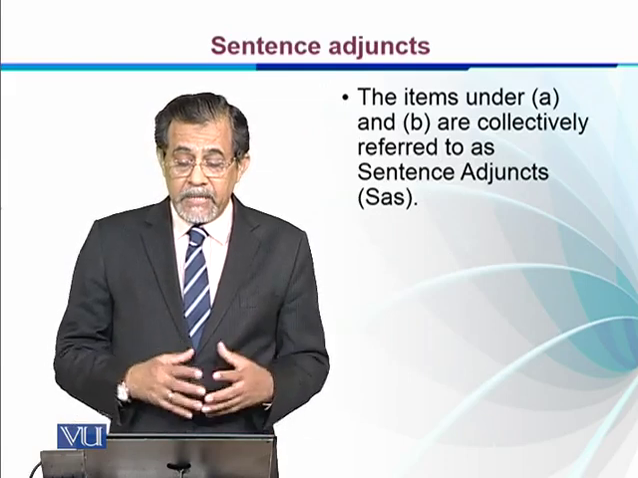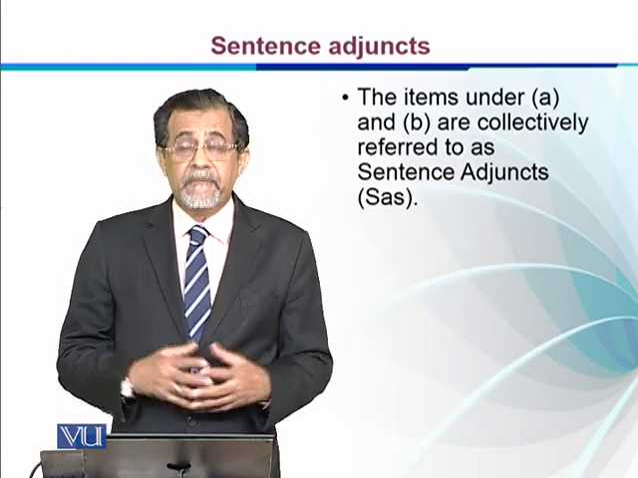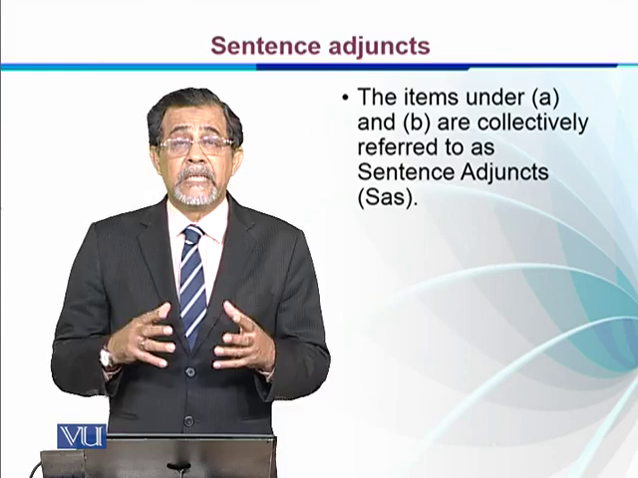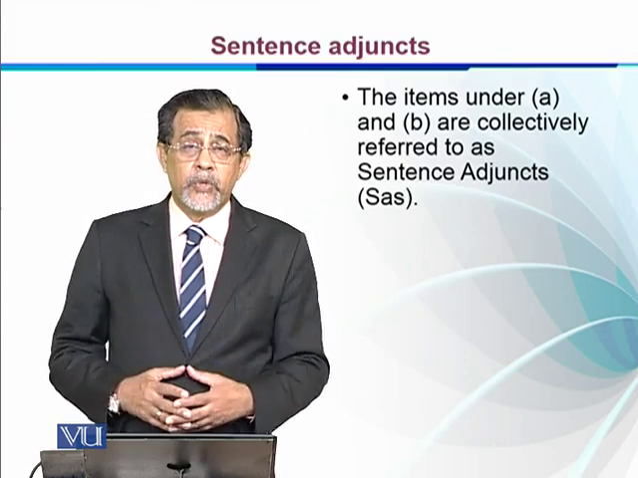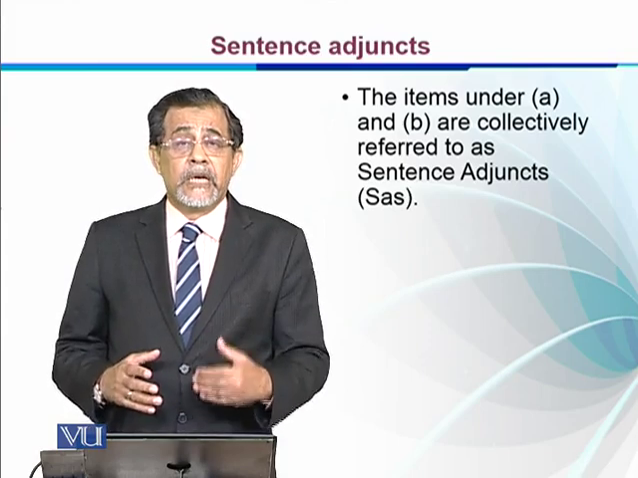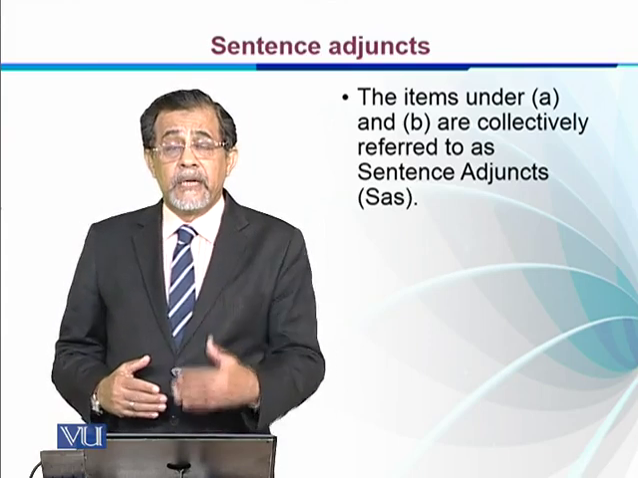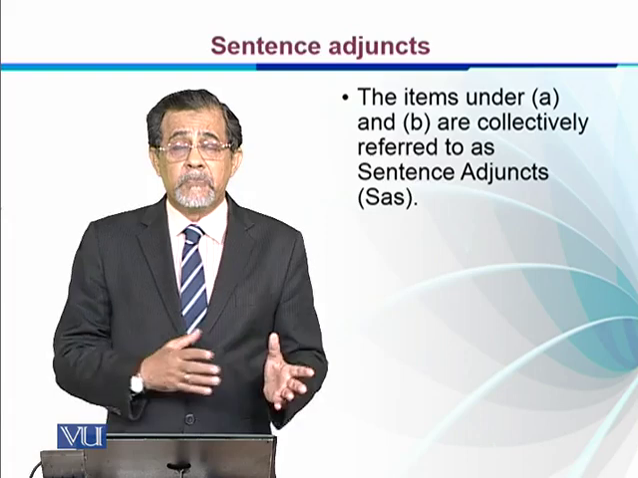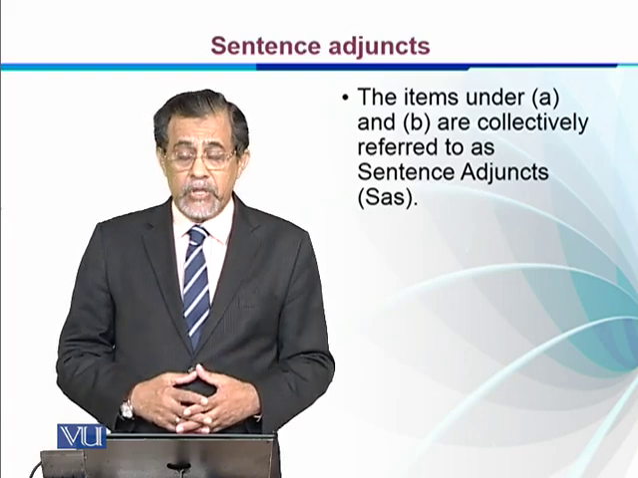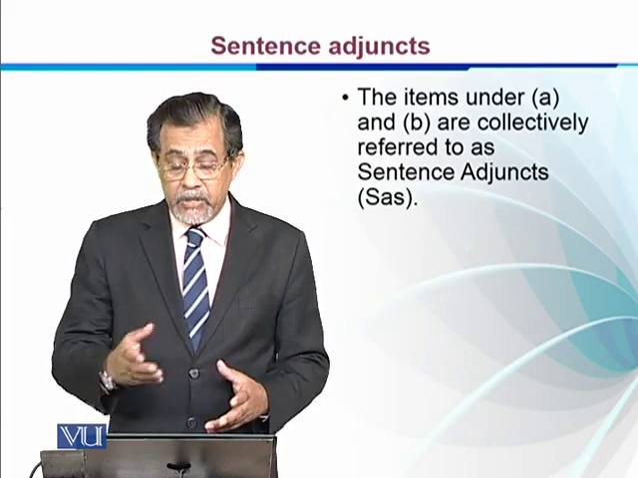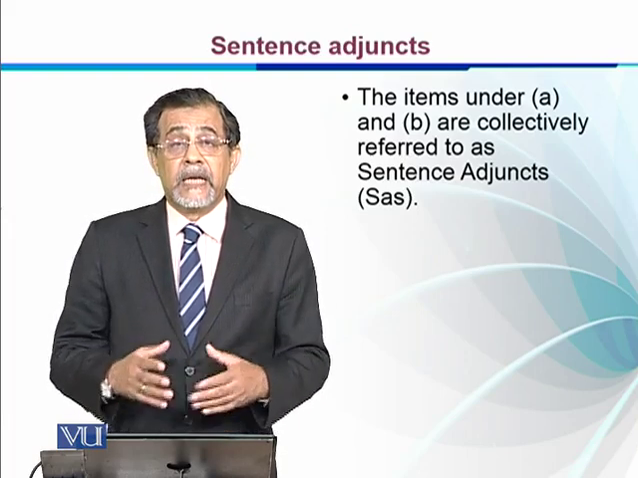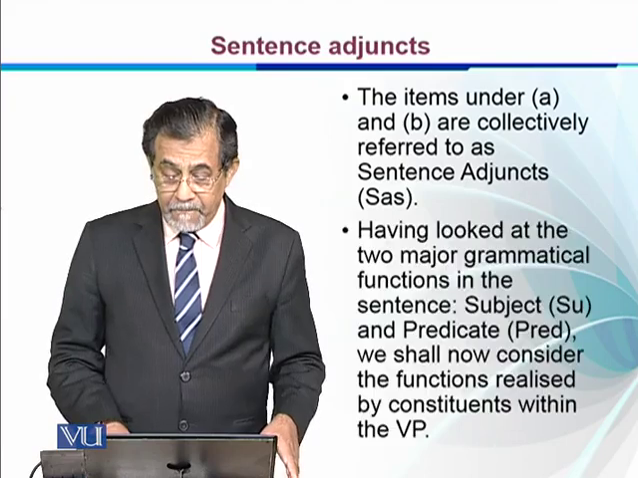So the items under A and B are collectively referred to as sentence adjuncts. I mean, both those which express the attitude and those which give something different from what is being said. So both these constituents are called sentence adjuncts, and we have SA as their symbol.